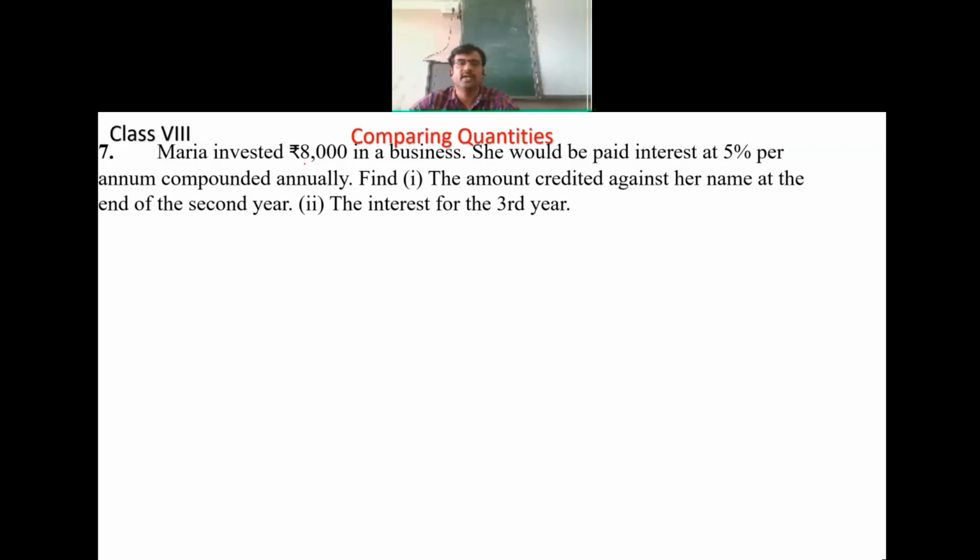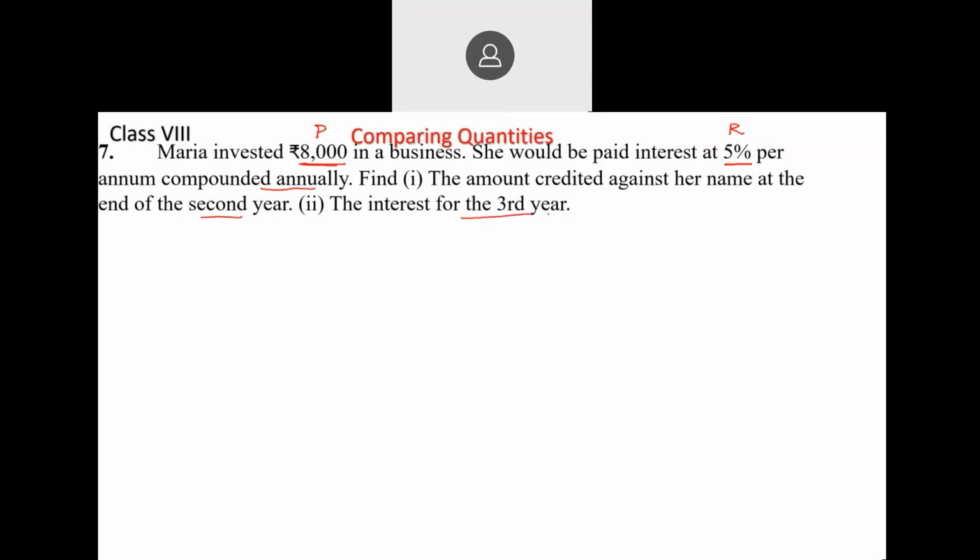Understand the question. 8,000 is the amount invested, means this is the principal. She would be paid interest of 5% per annum. This is the rate of interest compounded annually. Find the amount credited against her name at the end of second year and also the interest at the end of third year. It's quite an interesting question. It's easy to find the amount credited at the end of second year.